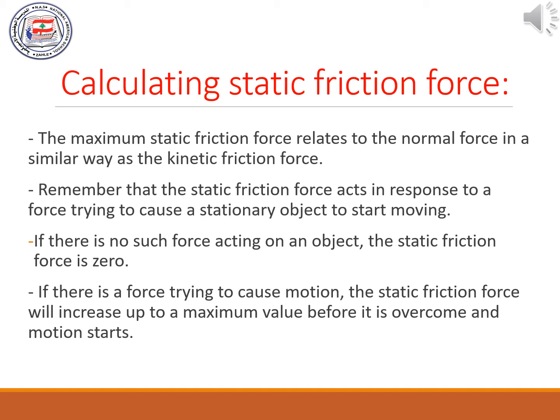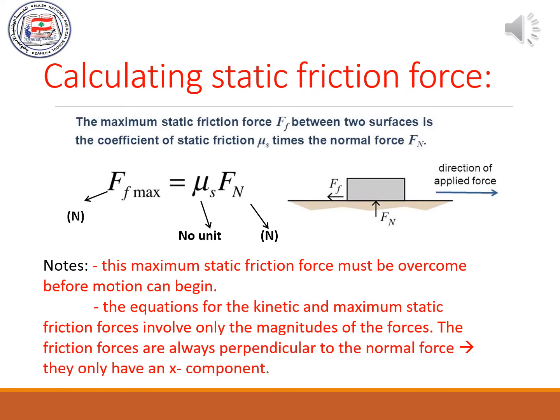So before you start to push an object that is at rest, there is no static friction. Once you start, the static friction increases as your force increases, and then it reaches a maximum value. Once you overcome this value, the motion starts and the object moves. So in order to calculate the maximum static friction that has to be overcome before motion can begin, you use the following equation. The maximum force of static friction is equal to the coefficient of static friction times the normal force. Forces are measured in newtons, while the coefficient of static friction has no unit.